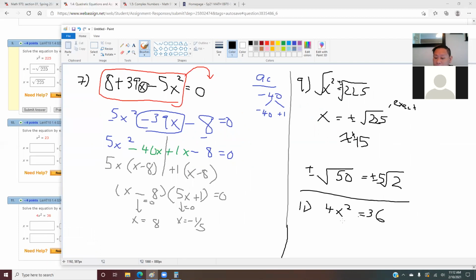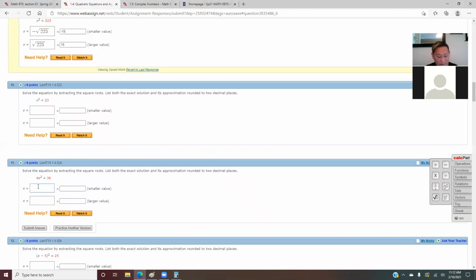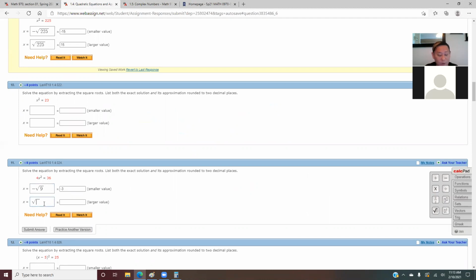So in this case, we just divide by 4. It's like solving an equation. So x squared in this case will be 9. And then you take the square root of it, and don't forget to put plus minus. So this is again your exact form, and this will give me plus minus 3 because 9 is a perfect square of 3. So for question number 11, this will be a negative square root of 9, which will give me negative 3. And this will be the square root of 9, which is 3. So make sure you know which one is small and which one is large.